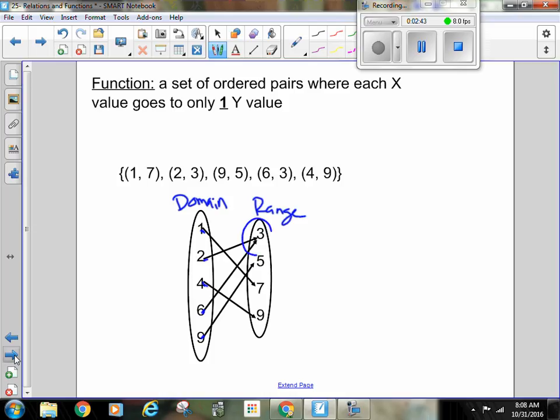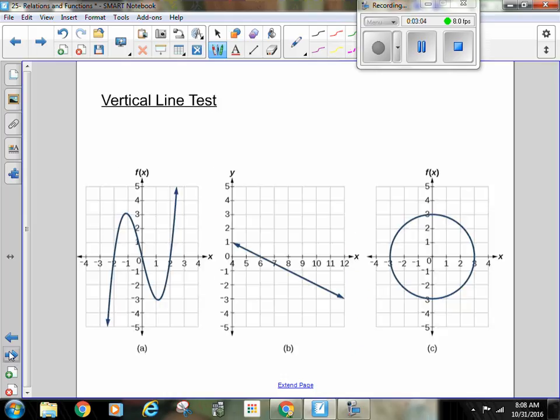Now you'll notice this y has 2 values that come to it. That is just fine. You could have 1, 2, 4, 6, and 9, and you could have them all go to 7, and that is okay. You can have as many x values go to one y, but it needs to have only one arrow from the x's.